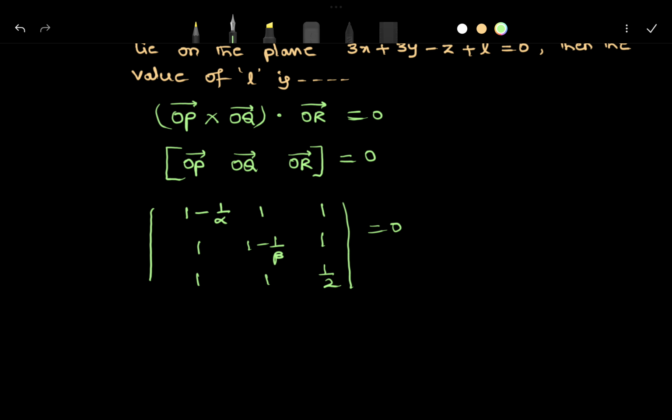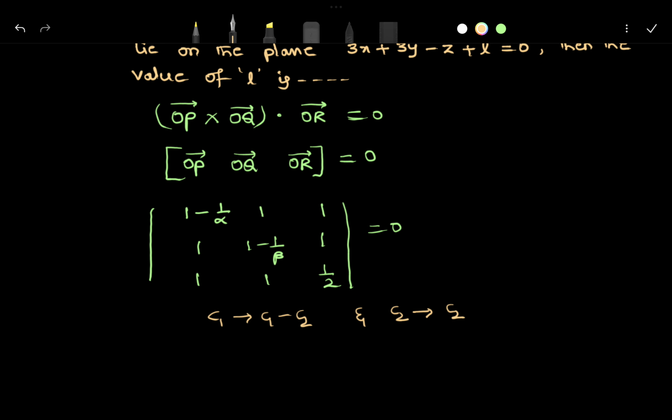Now after this you can apply determinant properties. Here you can apply C1 goes to C1 minus C2 and C2 goes to C2 minus C3.